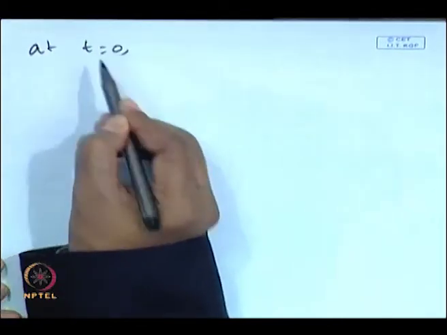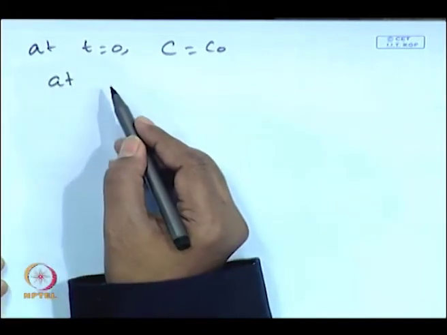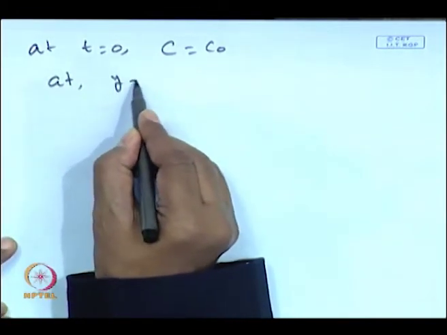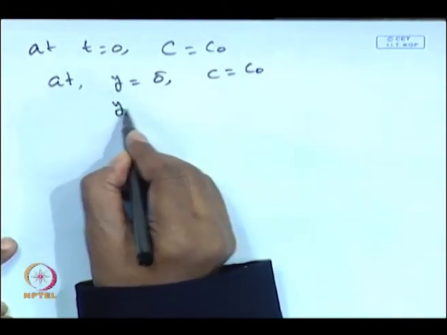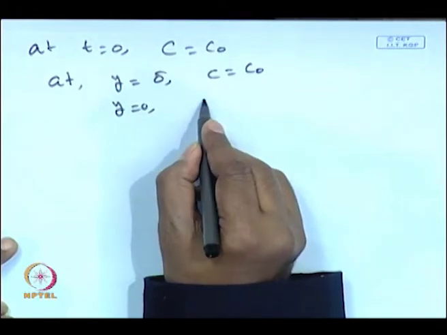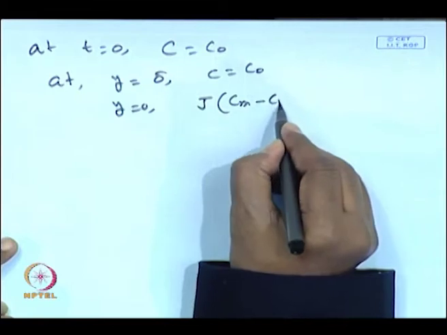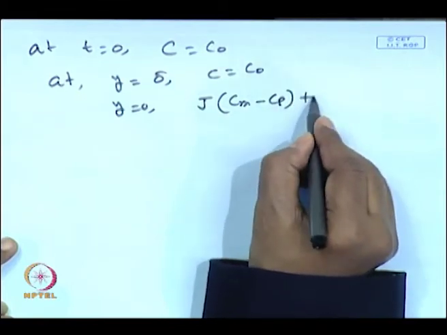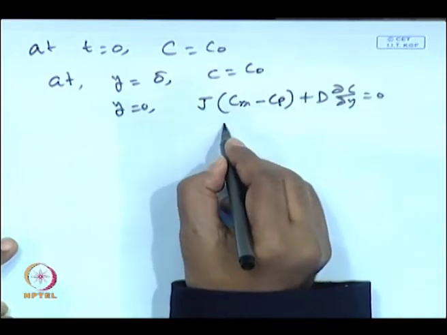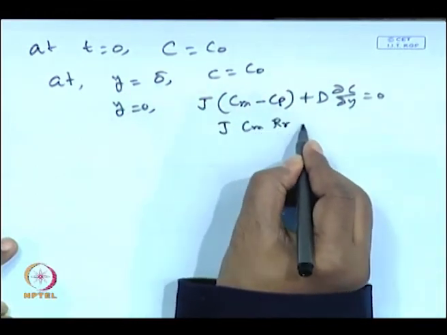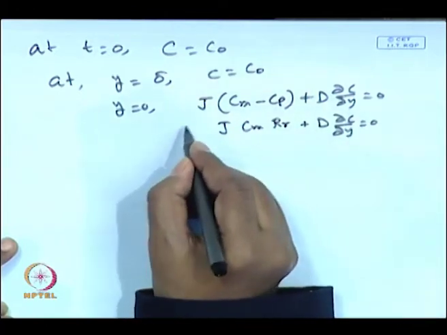At t is equal to 0, C is equal to C naught, because it was the same concentration everywhere. At y is equal to delta, C is equal to C naught. At y is equal to 0, you will be having the convective diffusive mixed boundary condition present, J (Cm minus Cp) plus D del C del y is equal to 0 as earlier. So, this becomes J Cm Rr plus D del C del y is equal to 0. This is equivalent.